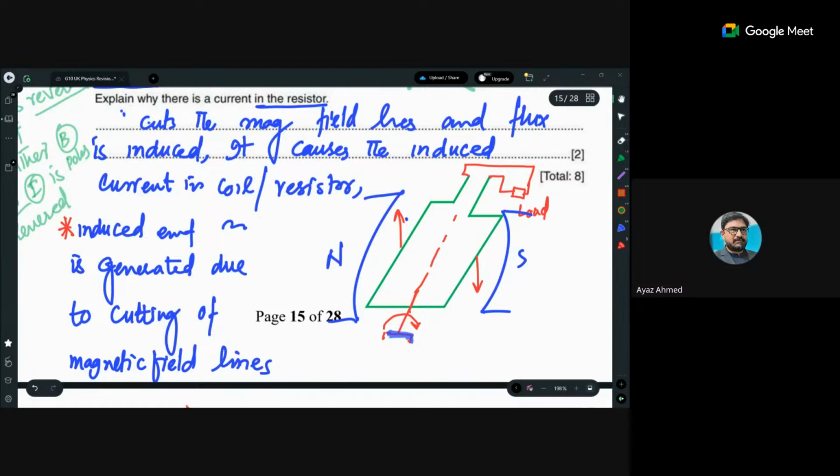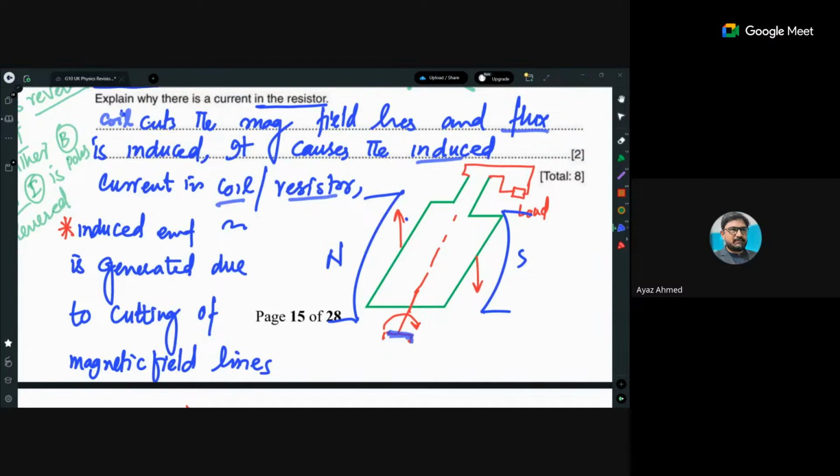Did you see this? Coil cuts the magnetic field lines, and flux is induced. Flux is a word for the number of field lines. ठीक है? It causes the induced current in the coil and resistor. That's it. ठीक है? आपने सिंपली ये दो तीन पॉइंट्स याद रखने हैं.